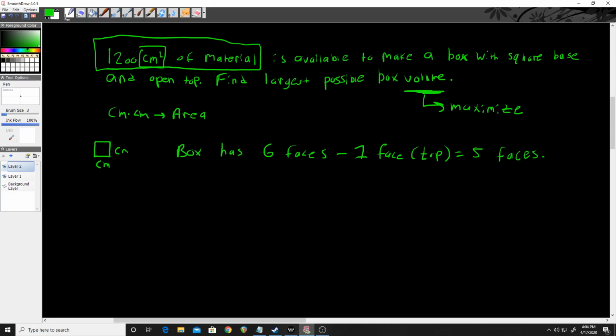And then what does each face look like? Okay, so the box has a square base. That means that if you're looking at it from above, this is going to be a square base. If this is x, then this is going to be x as well. Now it doesn't necessarily say that the height of the box has to be the same as the length or width, and so the other view would be kind of like this.